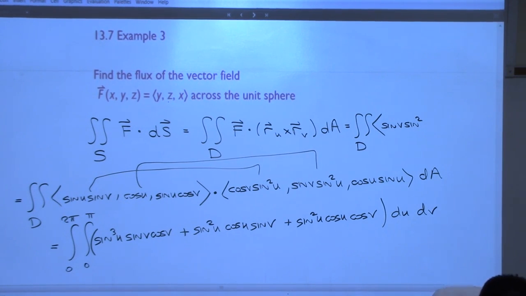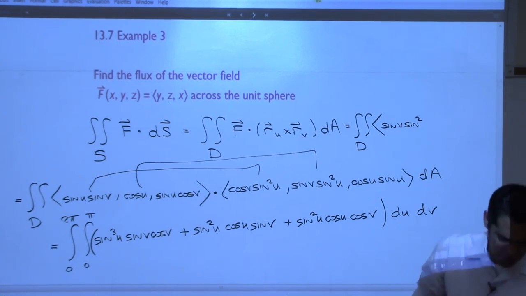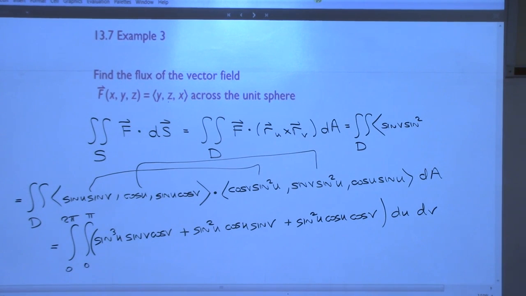Let's see if I have this one worked out. Give me just a second. Is unit sphere y, x, z. Yeah, I don't have this one worked out.